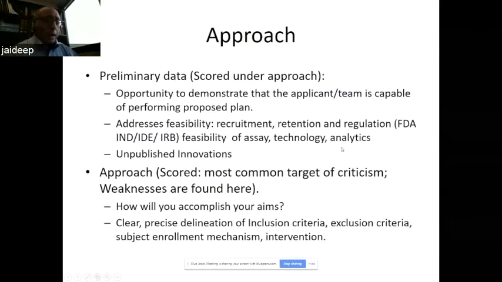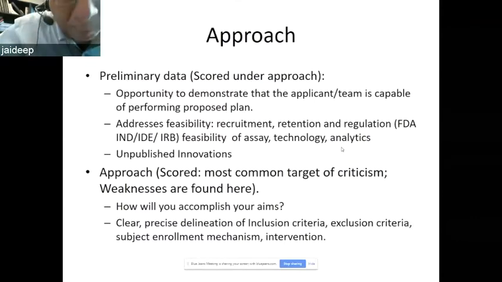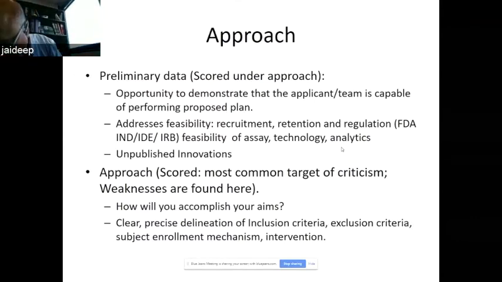So second, and the most important part of your grant, where most of the grants suffer greater scrutiny and criticism, is approach. Under the approach section, there are several sections, and this is where your reviewers will focus quite a bit. The first section of approach is to show your preliminary data. It's your opportunity to demonstrate that you're capable of performing this study.